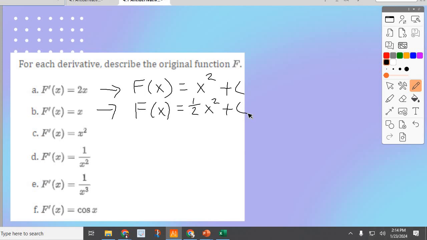Okay. Now, on our next one, if we add 1, what do we get for our exponent? And then divide. So we have 1/3 x cubed plus c. Now, what's different about the next one? It's a fraction. Oh no! What do we do?